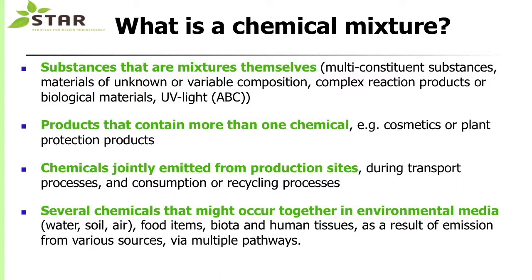For example, the cosmetic that you put on your face this morning is composed of different chemical products. Chemicals jointly emitted together from a production site can be a mixture that could be a risk to the environment. On production sites, sometimes you have different industries that all put their chemicals into the environment, and as such, the environment can be polluted by different mixtures at the same time.